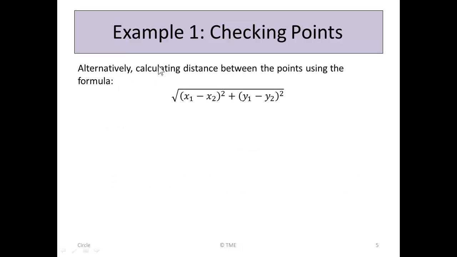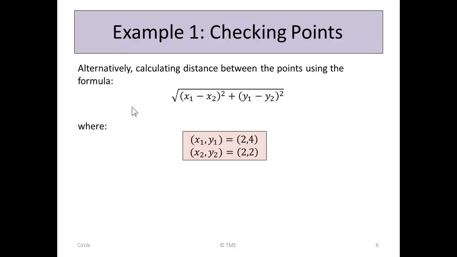We could have also calculated this using the formula. Here's the formula for the length of a line segment: the square root of (x1 minus x2) squared plus (y1 minus y2) squared. This is the Pythagoras equation. Now where (x1, y1) is the centre of the circle, it's (2, 4), and (x2, y2) is (2, 2), the point of interest.